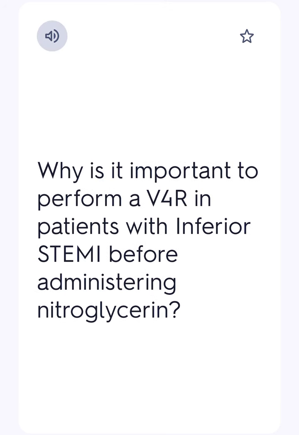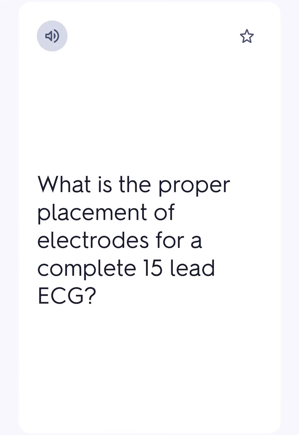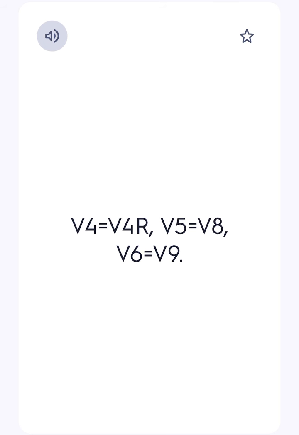Why is it important to perform a V4R in patients with inferior STEMI before administering nitroglycerin? These patients are often preload dependent and nitroglycerin may cause significant hypotension. What is the proper placement of electrodes for a complete 15-lead ECG? V4 equals V4R, V5 equals V8, V6 equals V9.